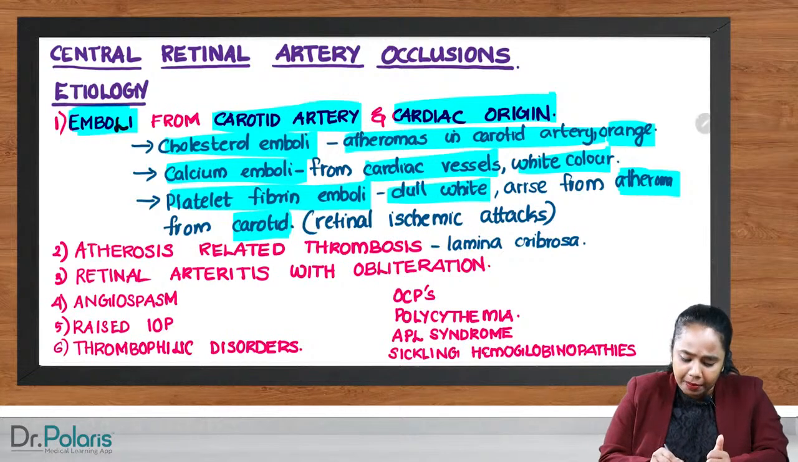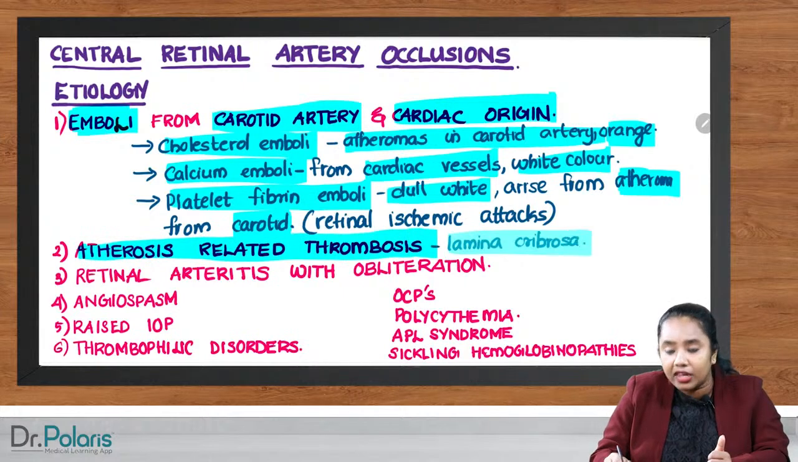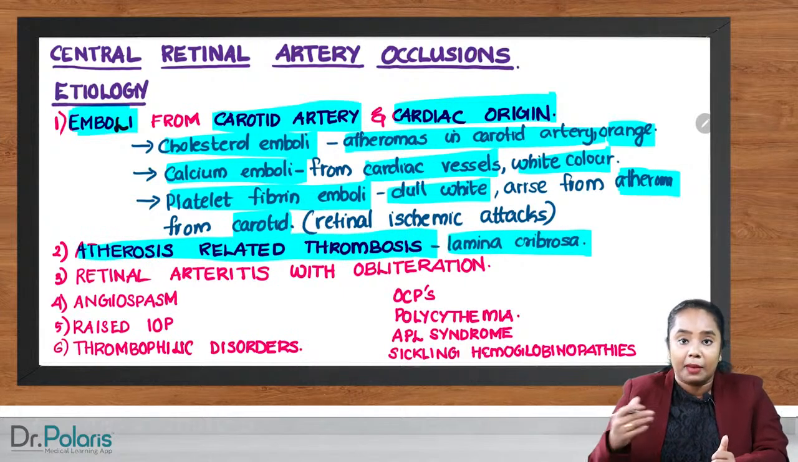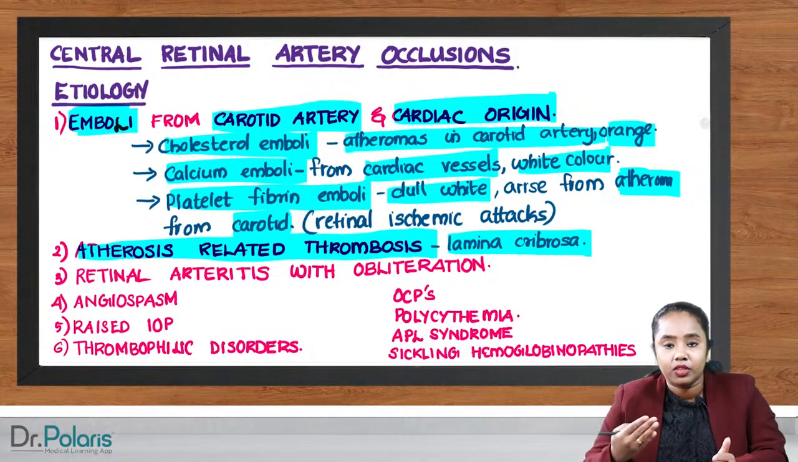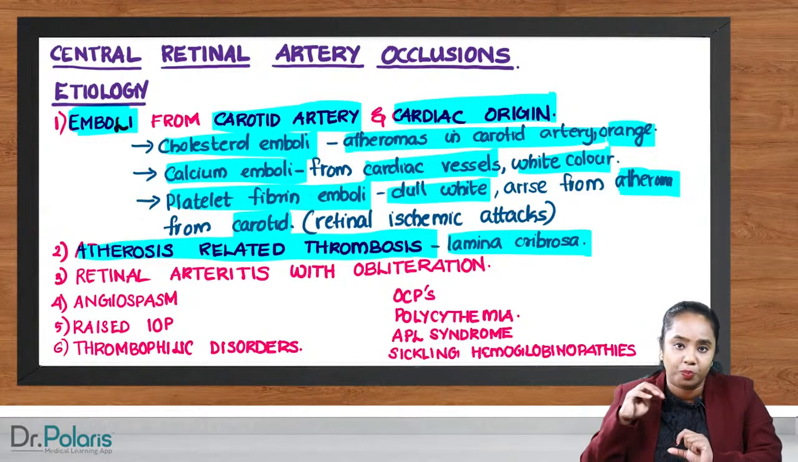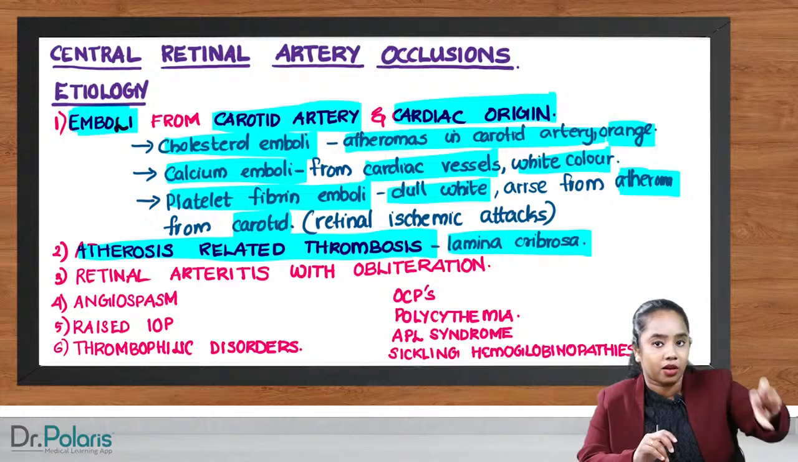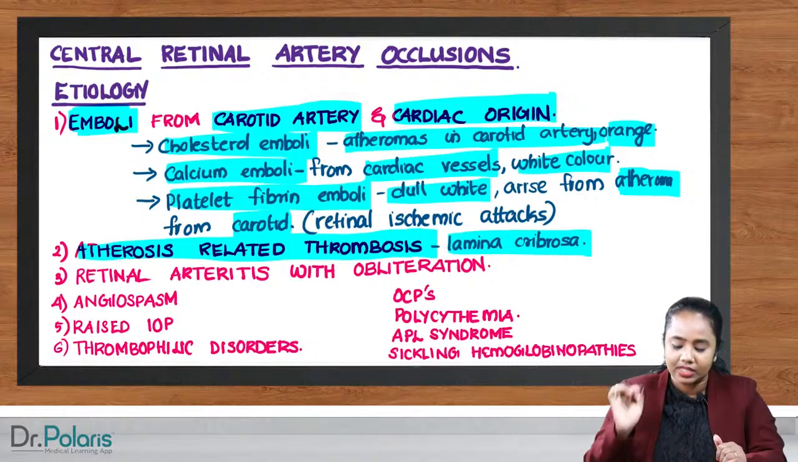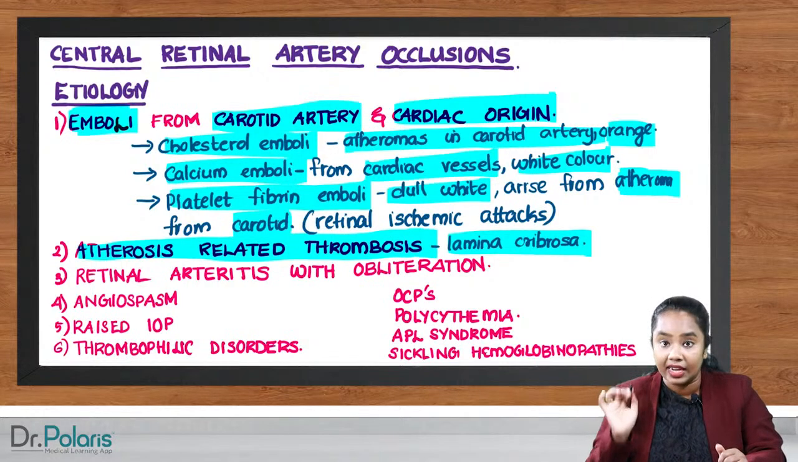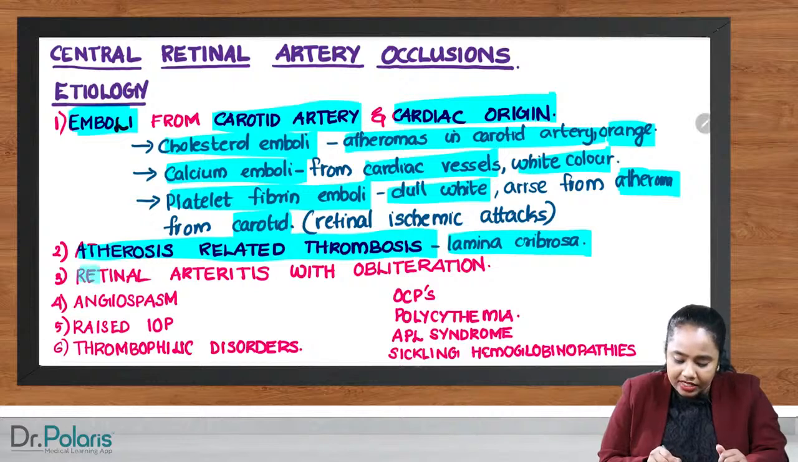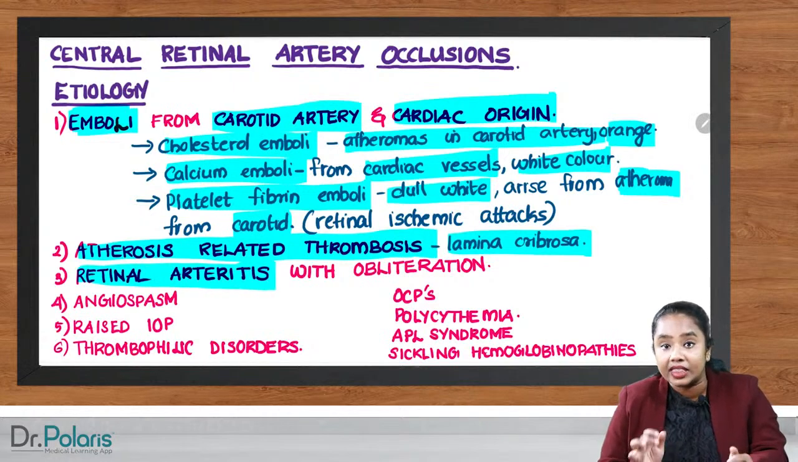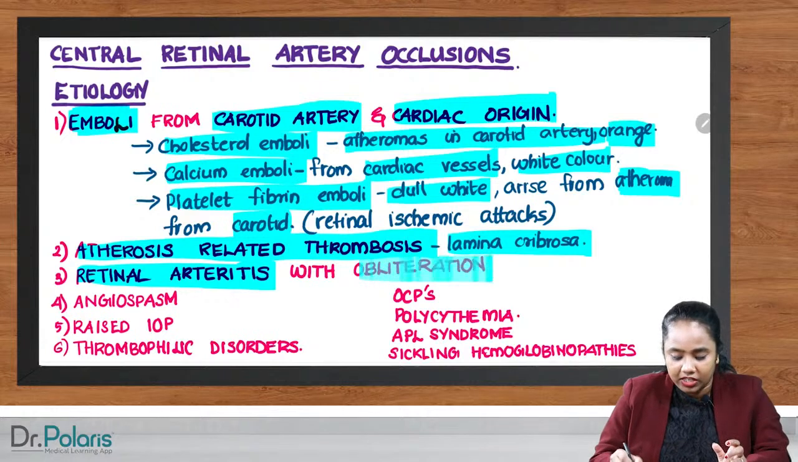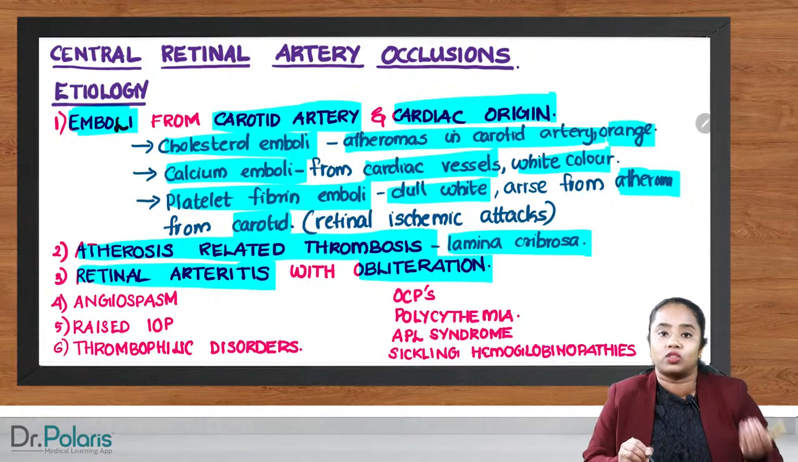Now, apart from this, there can be atheromatous changes related to thrombosis, that is basically in the lamina cribrosa layer. Now, the lamina cribrosa is actually a structure which is present, where there are multiple holes present. The nerve fibers are going to pass through this lamina cribrosa and go out of the optic area. So, atherosis related thrombosis mainly occurs in the lamina cribrosa. Then there are retinal arteritis. There can be inflammation in the retinal artery with obliteration. So, retinal arteritis is also one important cause of occlusion.